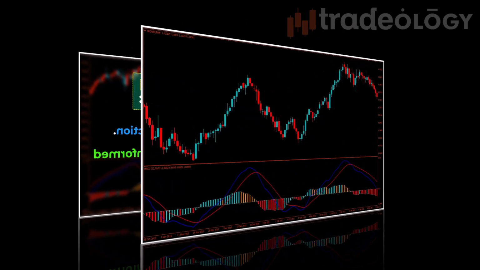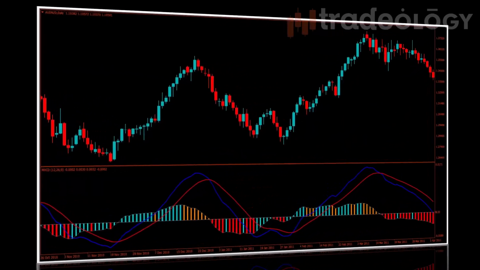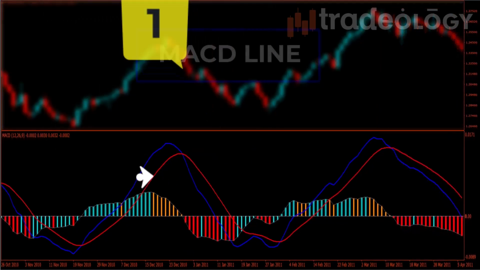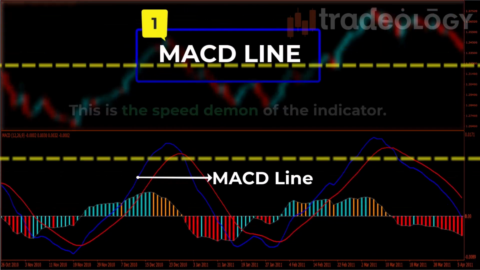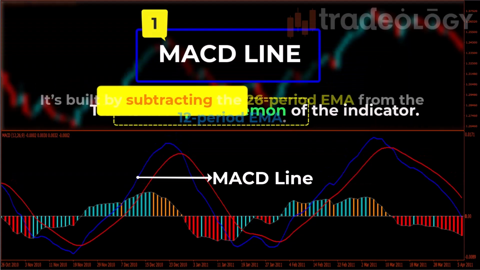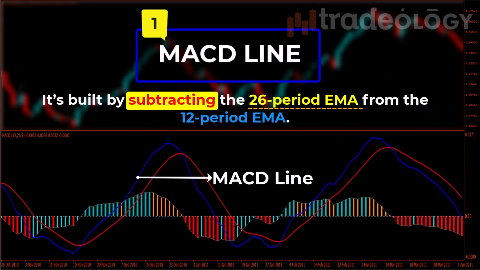The MACD is made up of 4 powerhouse parts and each one is absolutely key to how this thing works. First up, the MACD line. This is the speed demon of the indicator, reacting super fast to price changes, which is why traders treat it like the heart of the MACD. It's built by subtracting the 26 period EMA from the 12 period EMA, and boom, you've got a line that's insanely sensitive to market shifts.